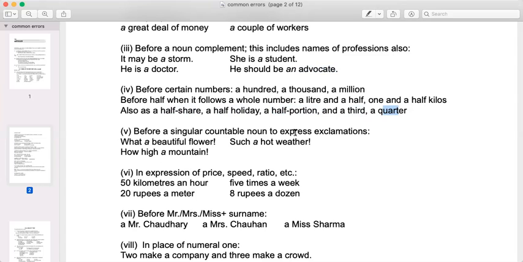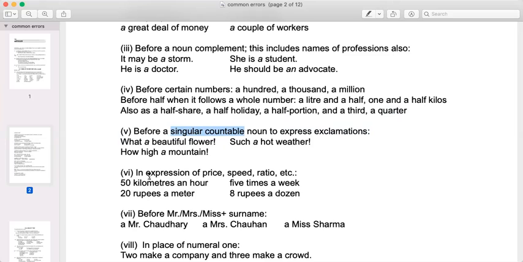Before singular countable nouns to express exclamations. There we were using the common nouns; here we are using singular countable nouns. What a beautiful flower. So the beauty of the flower is inculcating a feeling of exclamation. Such a hot weather. How high a mountain.